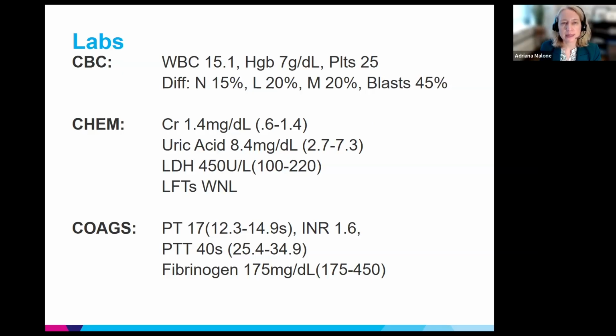And so we see that the white blood cell count is elevated at 15.1. The hemoglobin is 7 and the platelets are 25. On the differential, we see 45% blasts. On review of the chemistries, we see a mildly elevated uric acid, an LDH of 450, and on the coagulation labs, we see an elevation of the PT, the INR, as well as the PTT. The fibrinogen at present appears preserved at 175.